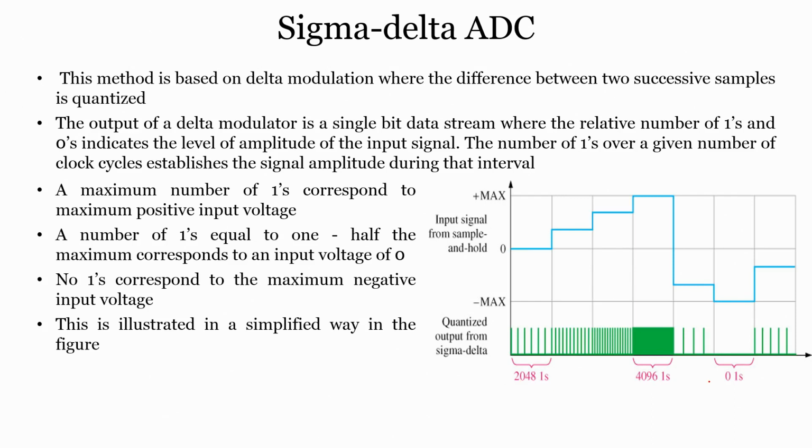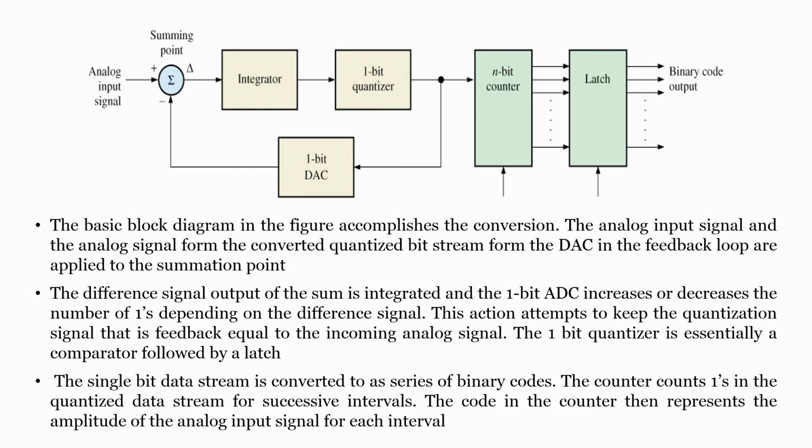These are all zeros. When zeros, it is negative, if it is 1 it is positive, if it is in between then it is considered as 0. So, if you see this particular ADC, which is our sigma delta ADC, this is a block diagram where you have the integrator, a quantizer, n bit counter, latch, and the output of the 1 bit quantizer is fed back to the 1 bit DAC, which is sent to the summing point, where the summing point will look at the signal sent by the 1 bit DAC and the analog input signal, and the error is fed to the integrator.